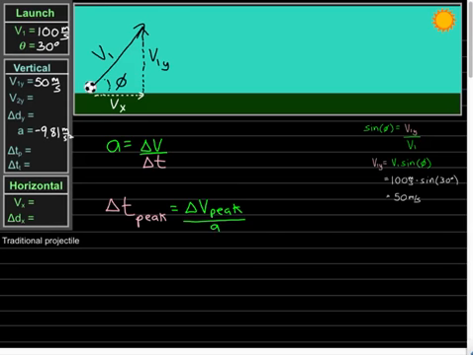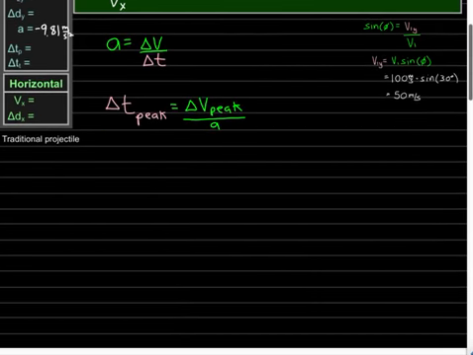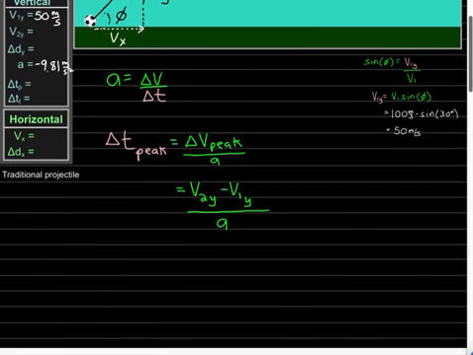So let's bring this down one step further. The change in velocity to the peak is going to be the final vertical velocity minus the initial vertical velocity divided by the vertical acceleration. Now, what's the final vertical velocity? Well, we didn't necessarily note that, but we do know that at the peak of the trajectory, the final velocity is 0 meters per second.